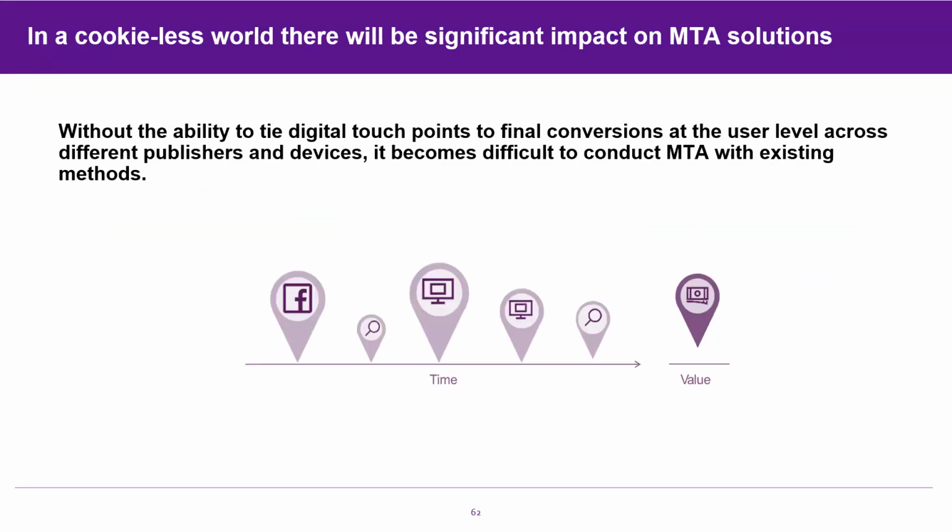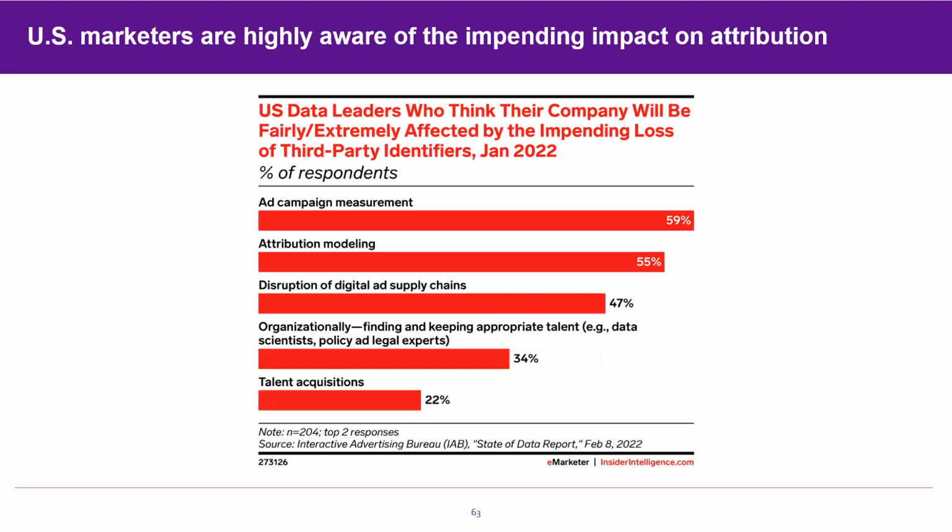In a cookieless world, there will be significant impact on MTAs because without the ability to tie digital touchpoints to final conversions at the user level across different publishers and devices, it does become difficult to conduct an MTA with the current methods. And US marketers are very aware of the impending impact on attribution. Nearly 6 in 10 agreed that their company will be fairly or extremely affected in terms of ad campaign measurement, and 55% said so for attribution modeling.